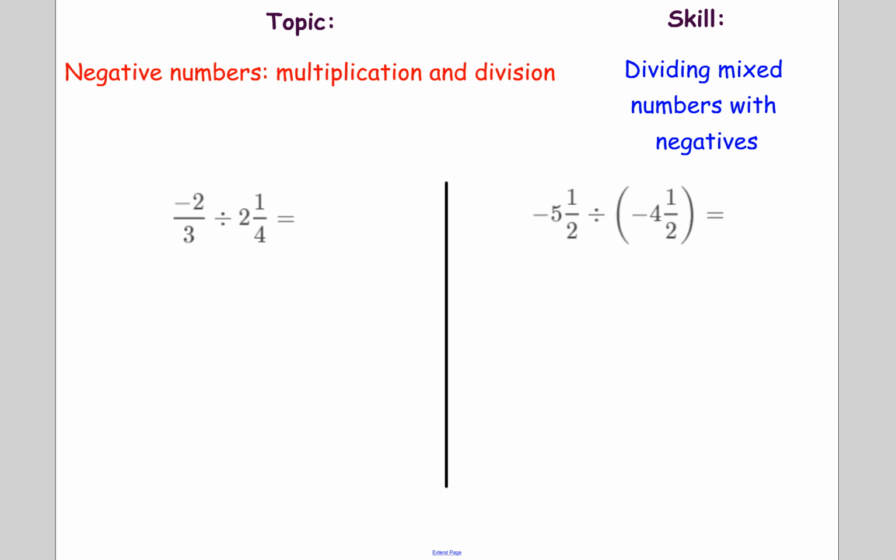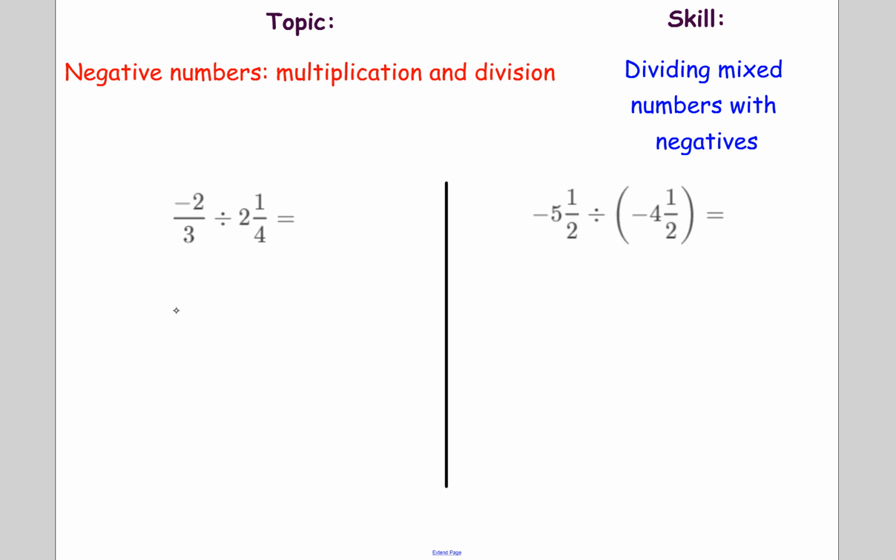All right, folks, this is the one. This is the one where students get lazy, and I beg you, do not skip this step. Don't skip it. All right, so we have dividing mixed numbers with negatives. So I have negative 2/3 divided by 2 and 1/4. This is the step kids always try to skip.